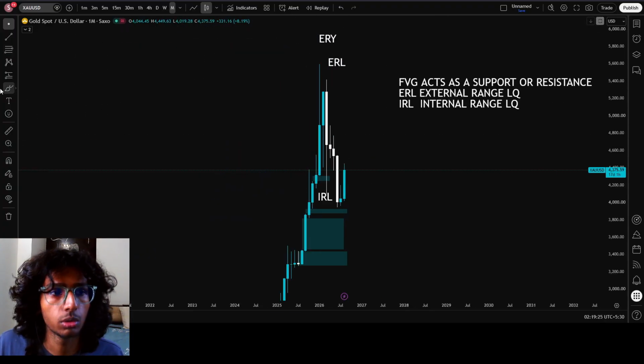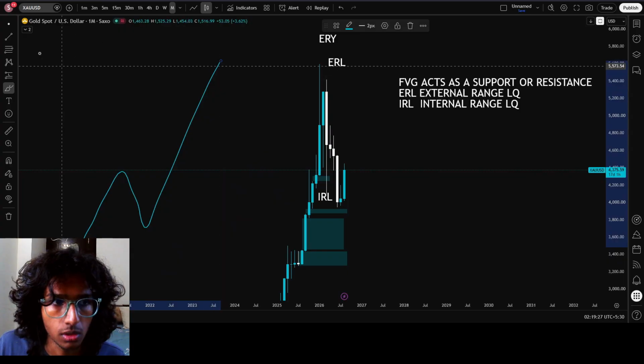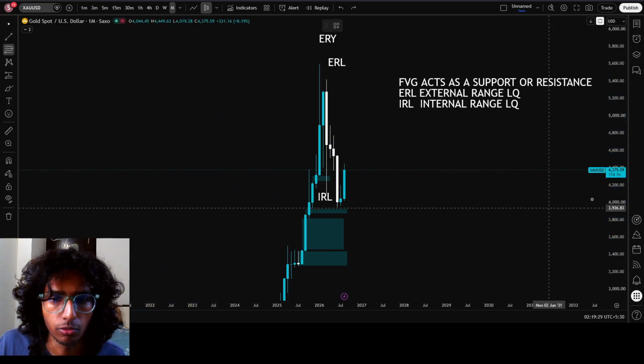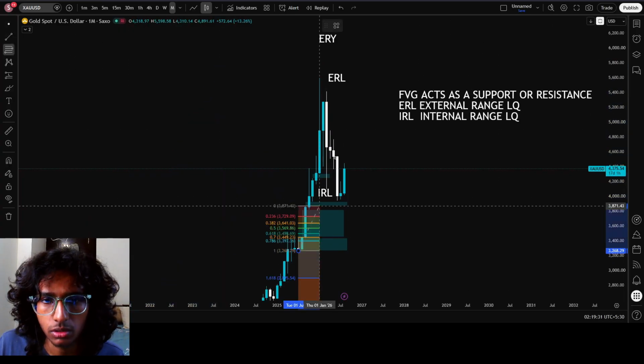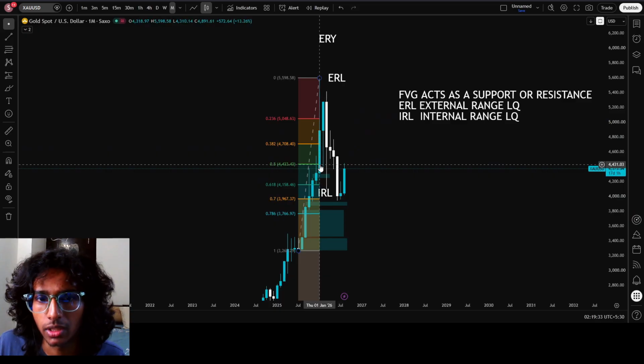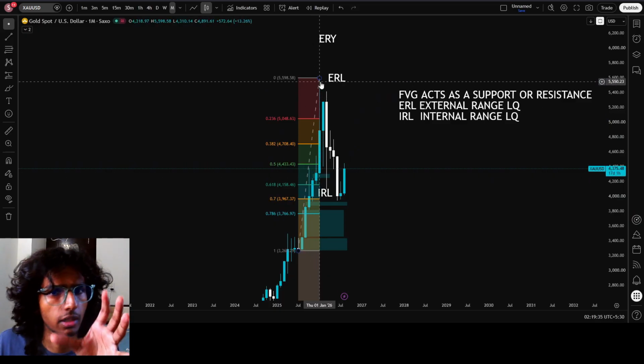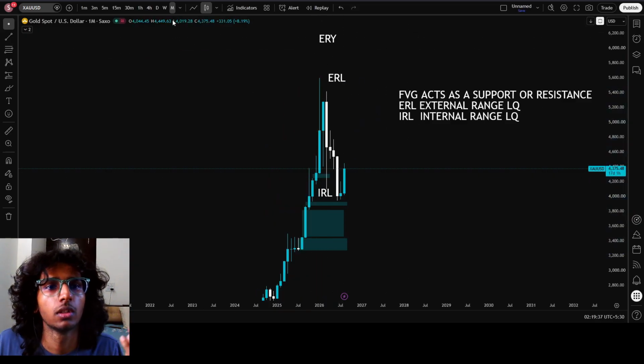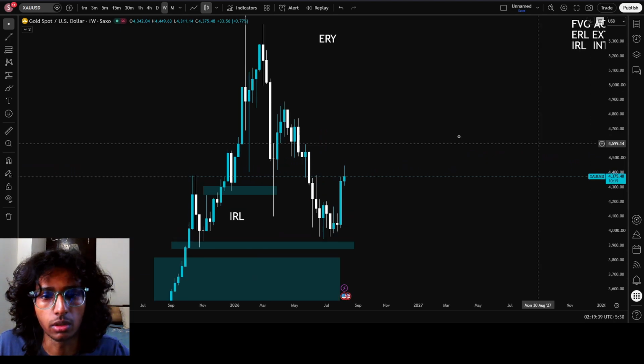So as I told you, it's a structure, right? We need a fair price to enter. 50%. The FVG is below 50%. Good. Now we can enter, right? Good. Yes. Weekly. Let's go. Let's look at what it is.